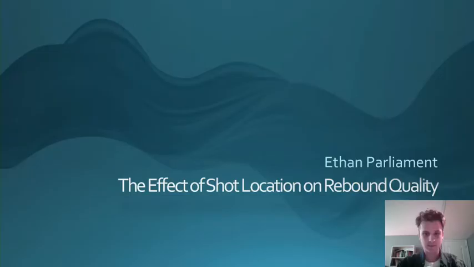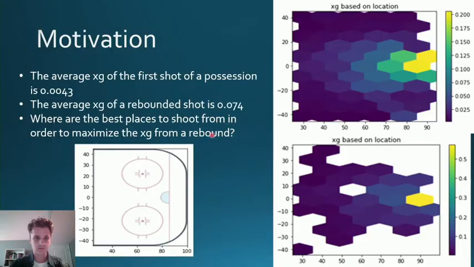Hello everybody, welcome to my presentation about the effect of shot location on rebound quality. Before we get started, I just want to make a note of the coordinate system used. It's based on this chart in the left hand corner. The offensive zone extends from 30 to 100 horizontally, and from 45 to -45 vertically.